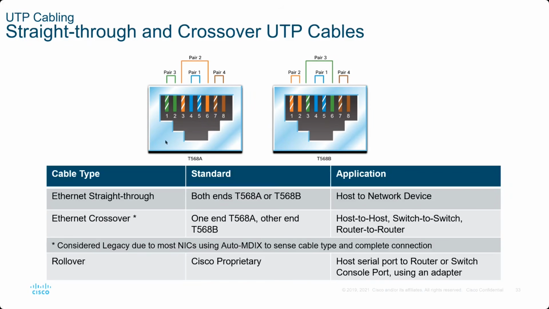Okay, so we were talking about EIA, TIA, T568A, and T568B standards. The standard is for the color coding that we use when we are terminating the connector on UTP or shielded twisted pair.